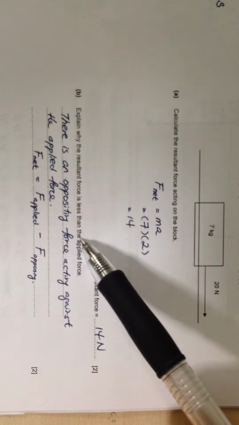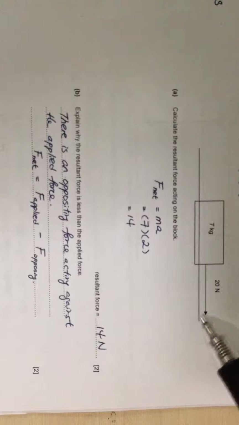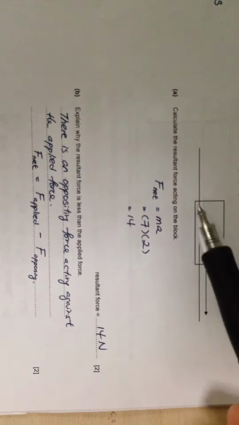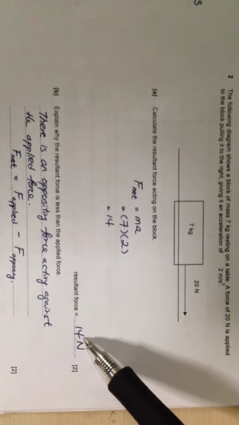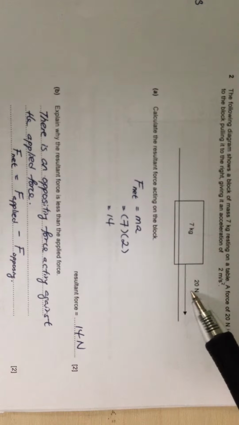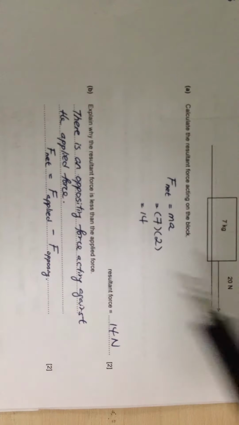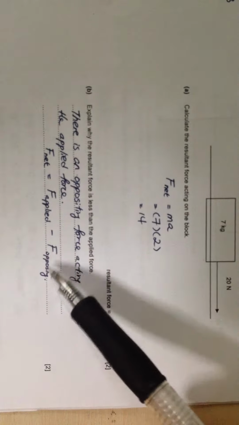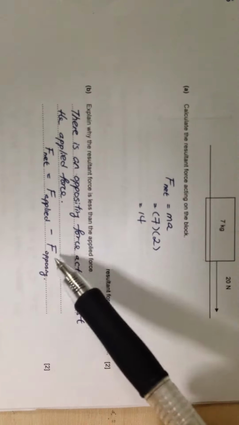Okay, so explain why the resultant force is less than the applied force. So they're asking you, why is this value smaller than this 20 Newton that is pulling to the right? Okay, and the reason is because there is actually a frictional force, which is not shown here, acting towards the other side, and that's the only reason why you will get resultant force that is less than your forward pulling force. Okay, so you have to explain that the net force is actually the applied force, which is 20, and you have to minus off whatever force that is opposing the forward motion, which in this case is friction, but I didn't state it here.